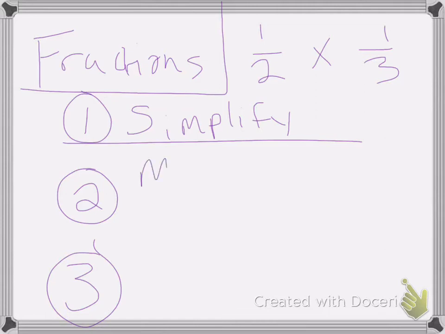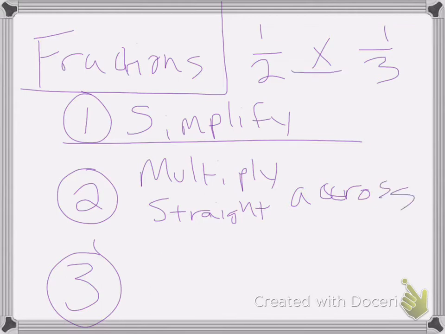After that, just multiply straight across. Okay? Straight across. After you get your answer, make sure you simplify. Okay? Three steps: simplify, multiply straight across, and simplify.